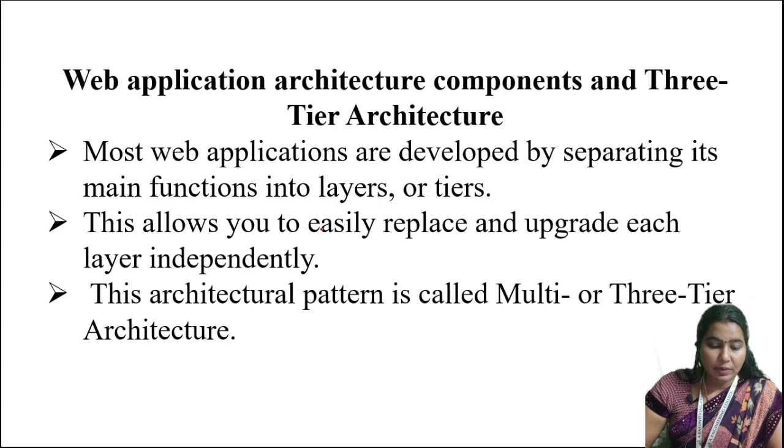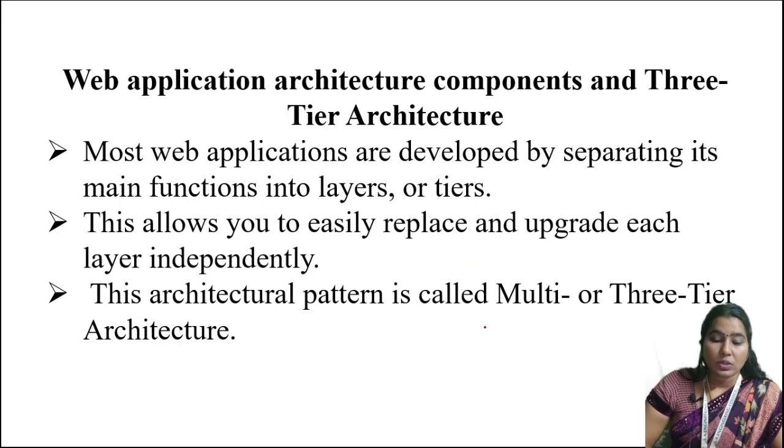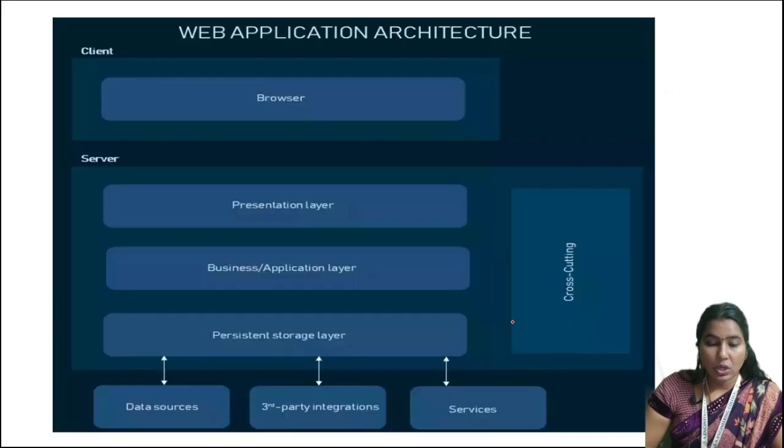And the next, web application architecture components and three-tier architecture. So here most web applications are developed by separating their main functions into layers or tiers. Okay, so this allows you to easily replace and upgrade each layer independently. Okay. So this architectural pattern is called a multi-tier or three-tier architecture.